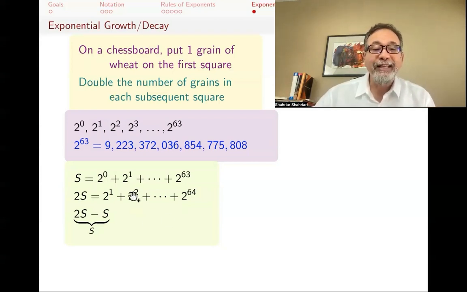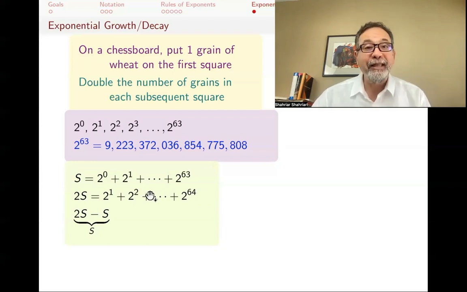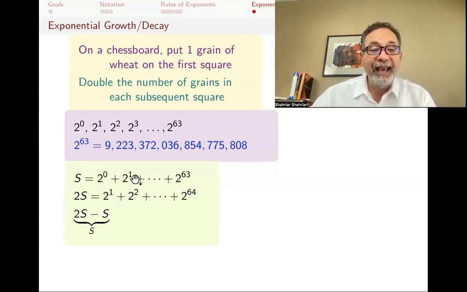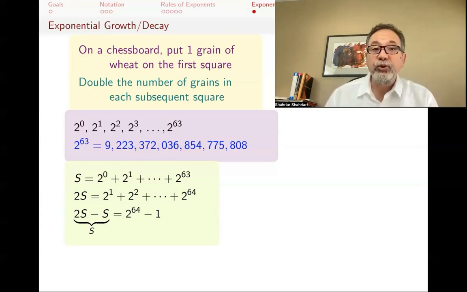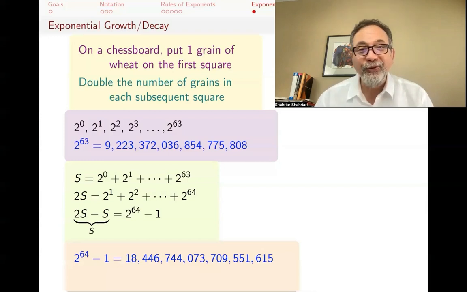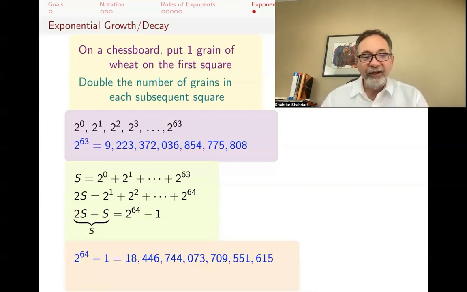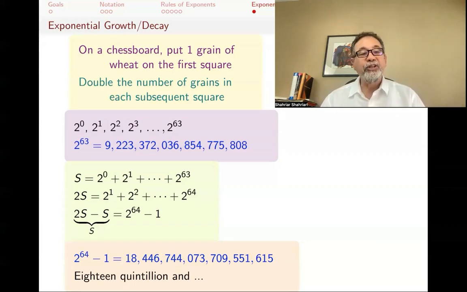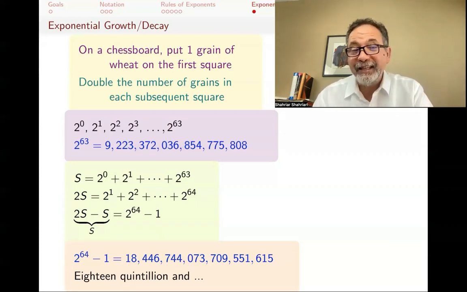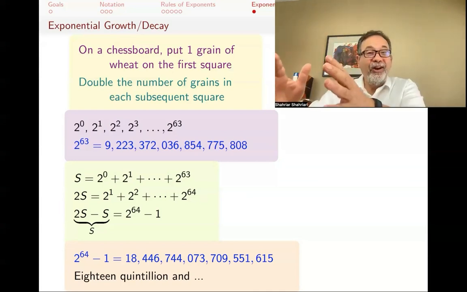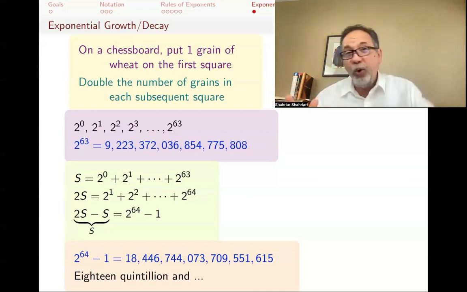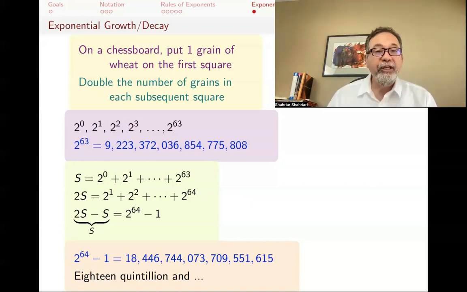But you could also subtract the right-hand sides. And if you subtract the right-hand sides, many things cancel. In fact, this 2 to the 1 cancels with that 2 to the 1, 2s minus s. 2 squared cancels with the 2 squared there. And the 2 to the 63 cancels with the 2 to the 63 down here. So the only things that are left are the 2 to the 64 and 2 to the 0, which was 1. So you get s is 2^64 minus 1. And 2^64 minus 1 is this humongous number. It's 18 quintillion and change. So this is the amount of grain that this fellow was asking. And actually interesting that on that last square, he's getting more grain than the whole of the rest of the chessboard combined.